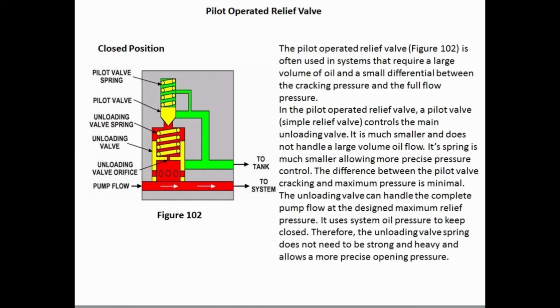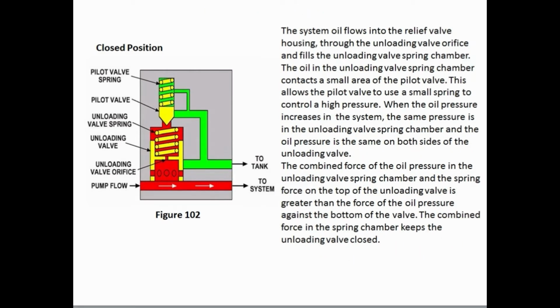The unloading valve can handle the complete pump flow at the designed maximum relief pressure. It uses system oil pressure to keep closed. Therefore, the unloading valve spring does not need to be strong and heavy and allows a more precise opening. Pressure. The system oil flows into the relief valve housing through the unloading valve orifice and fills the unloading valve spring chamber. The oil in the unloading valve spring chamber contacts a small area of the pilot valve. This allows the pilot valve to use the small spring to control the high pressure.